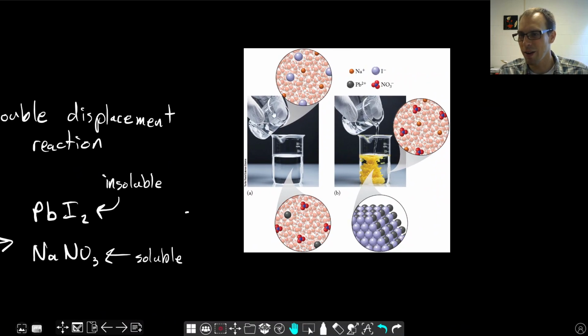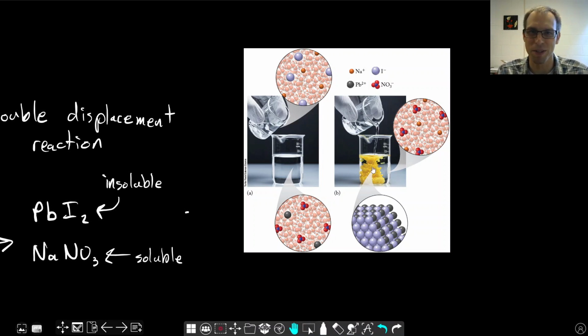So here we have our lead nitrate here in the bottom and our sodium iodide here, and we can see they both start as colorless liquids, but when we pour them together we see this yellow stuff form, and this is the lead iodide. It happens to be a yellow color.